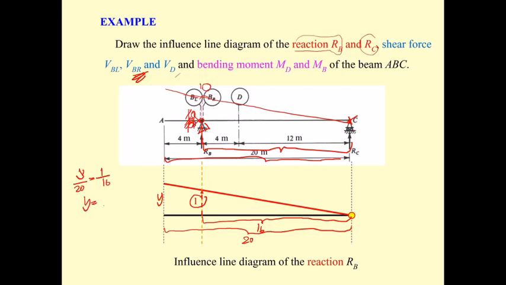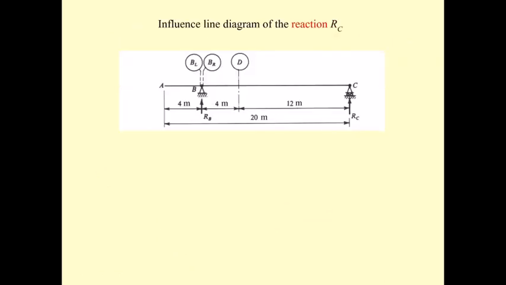So Y is going to be 20 over 16, that's 5 over 4. Okay, 5 over 4. Next, for the R sub C, the B is going to be the same. We release this. Since this one is the roller, when we release this, we just take it out and put R sub C into it and move this one for 1.0 unit.